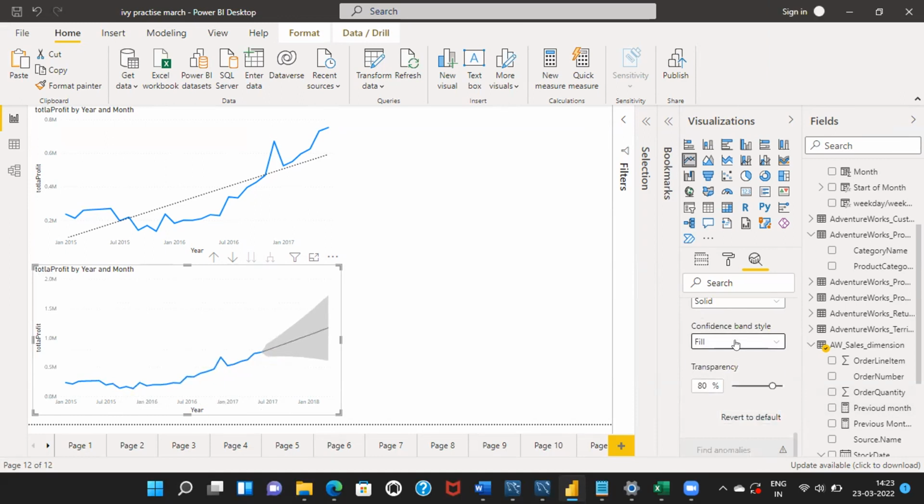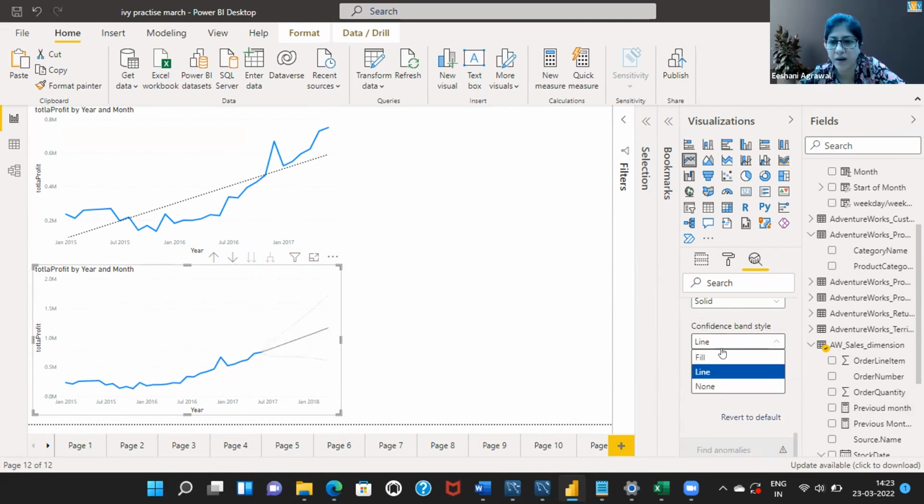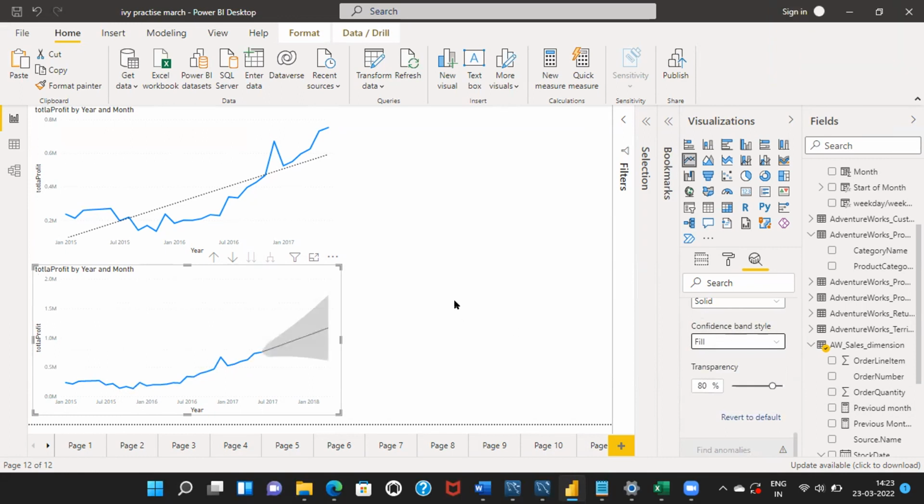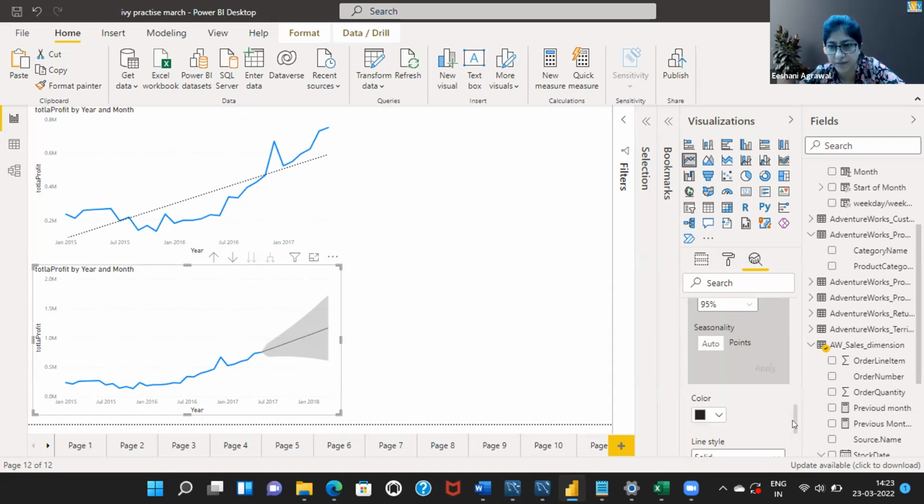And yes, this is the band style and all those things we were talking about. Do you want a band? Do you want a line? What color? What transparency? You can fix from here. But we have not changed this confidence. We have the confidence interval of 95% by default. Okay. Got it. Thank you, Shani. You're welcome.